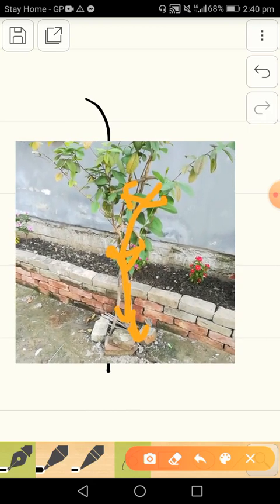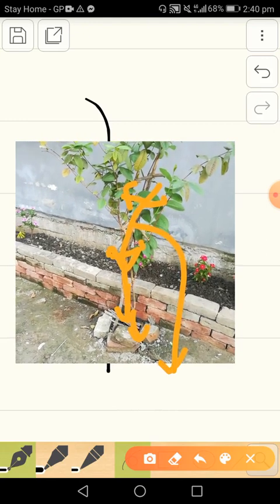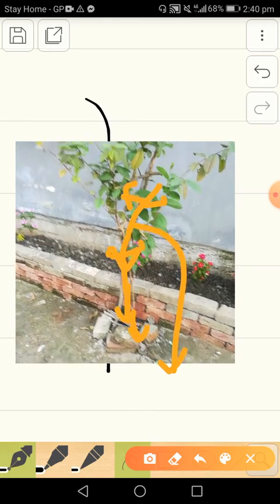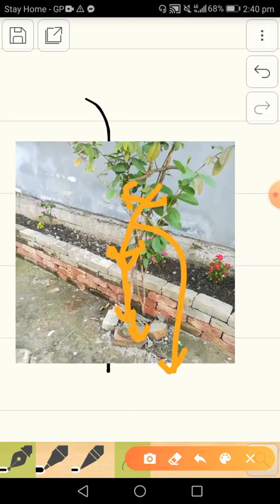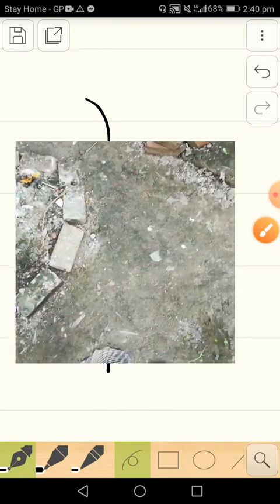So the transport of food substances is what we call translocation. Please write down the definition: the transport of food substances is known as translocation.